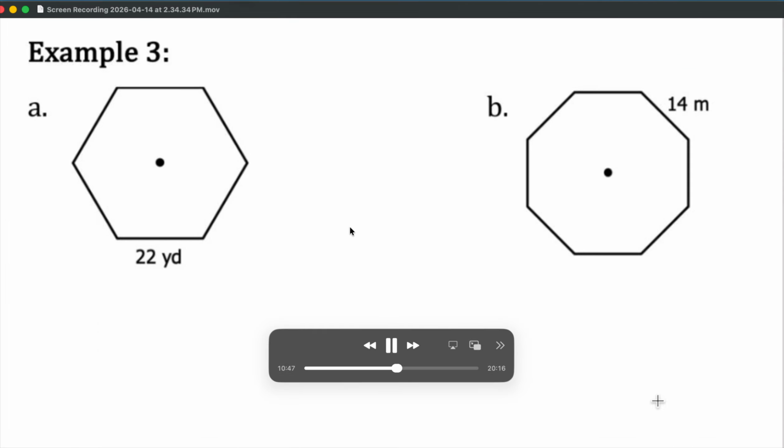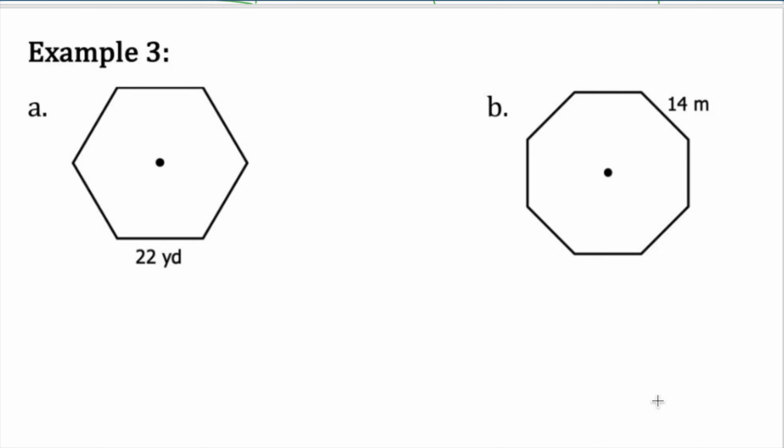All right, next up is we have when we're given the side length, then we got to find the apothem. So still using SOHCAHTOA here, still using your central angle, but maybe we'll have to switch up what angle we use, or maybe we don't use tangent, maybe we use sine or cosine. So just be comfortable with those.